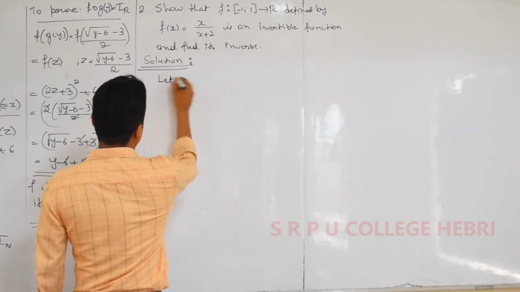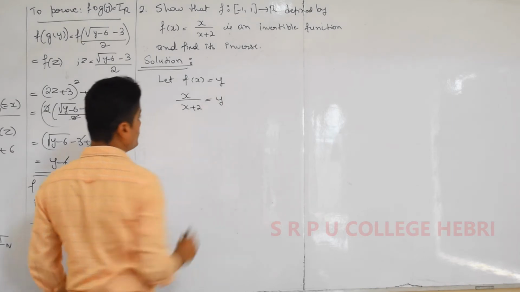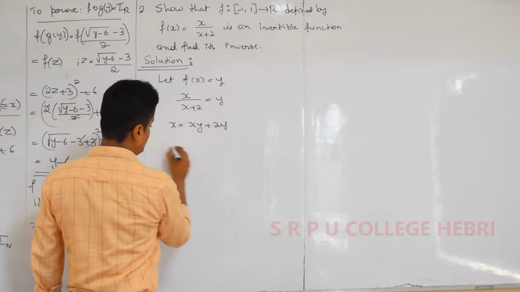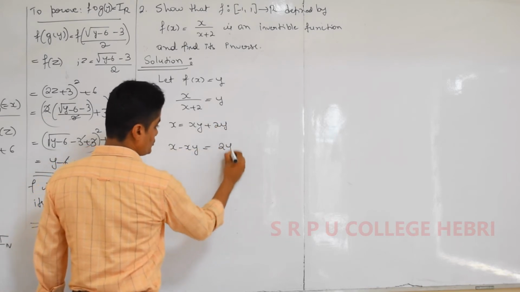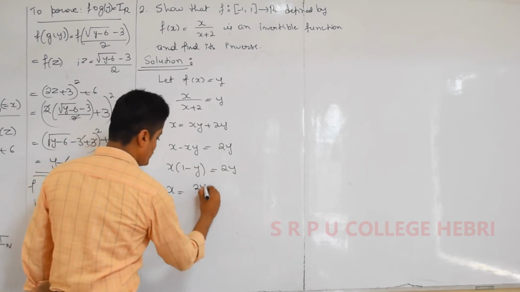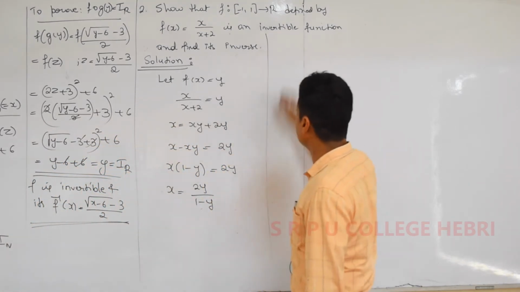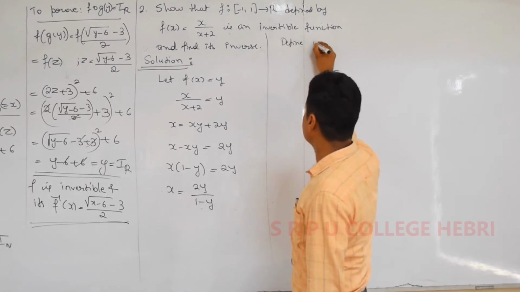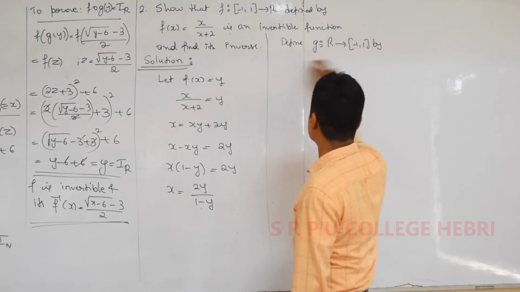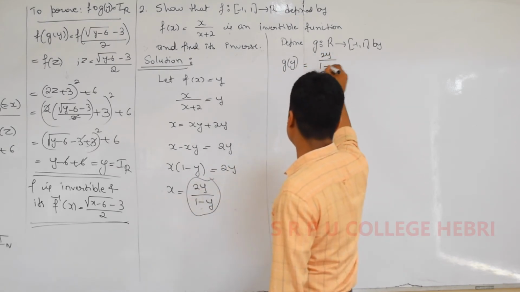Directly you can start by taking f of x equal to y, that is x by x plus 2 is equal to y. So cross multiply, you will get x is equal to xy plus 2y. x minus xy is equal to 2y. Taking x common, x times (1 minus y) is equal to 2y. So x is equal to 2y by 1 minus y. Now using this x, define a new function. How to define the new function? By interchanging codomain and domain, g of y is equal to 2y by 1 minus y.